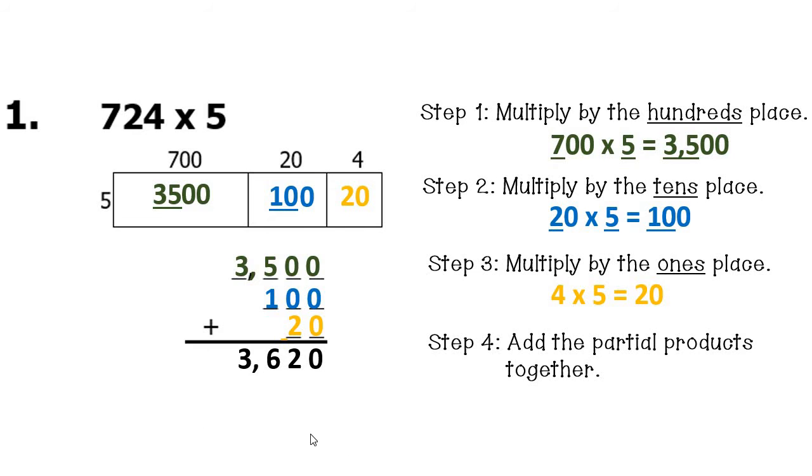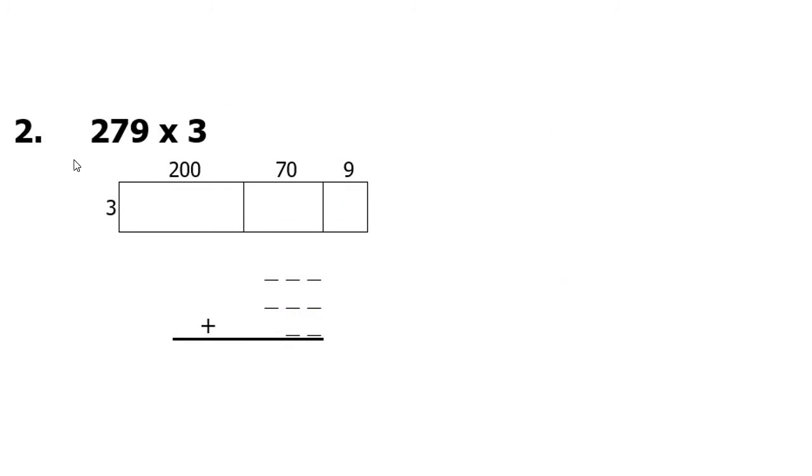3,620. I'm going to go through question number 2 a little bit faster, and again, feel free to pause or replay if you need to. So in question number 2, we're multiplying 279 times 3. So we broke 279 up by place value to 200, 70, and 9.